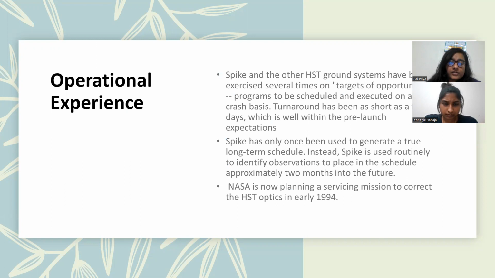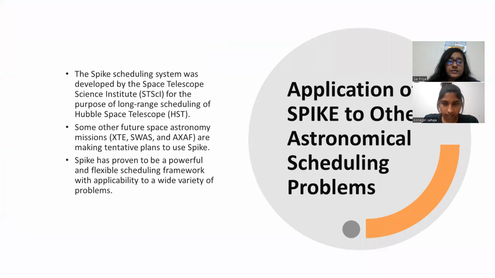Coming to operational experience, this has not only reduced HST scientific utility, but it also threw the scheduling process into disarray. In the year before launch, the observing plan had to be reversed, resulting in a shortage of ready-to-schedule observing programs, and a true long-term schedule could not be generated. Instead, Spike is used on a regular basis to identify the observations that should be scheduled two months in advance, given these operational experiences.